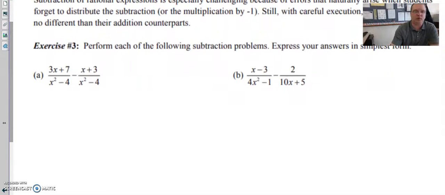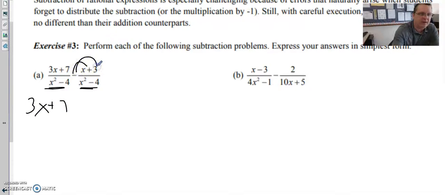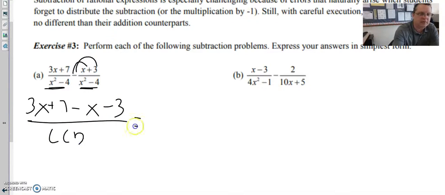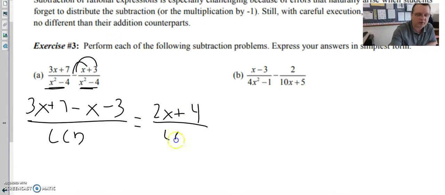So subtraction, what you have to worry about with subtraction is distributing the negative. So if you look at the first one, I already have a common denominator. Makes it a lot easier. So then I have 3x plus 7. That has to go through minus (x minus 3) all over your LCD. Combine the like terms. I have a 2x plus 4 all over your LCD, which is x squared minus 4. Now, be very careful because we can factor 2x plus 2.